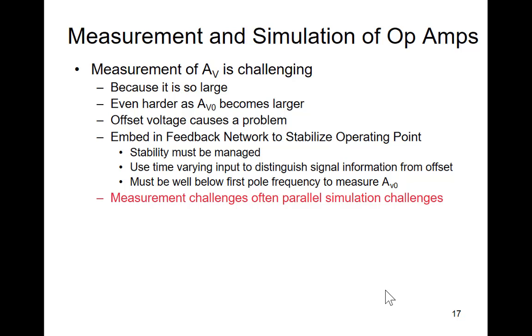So what can we as designers do to pull that dominant pole out farther? Or is this inherent? That's hard. That's hard.